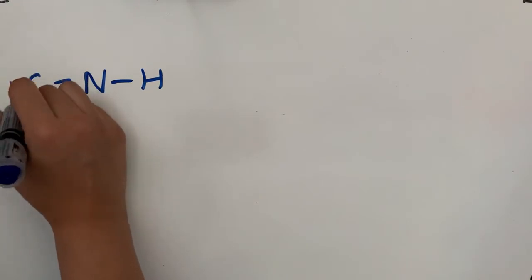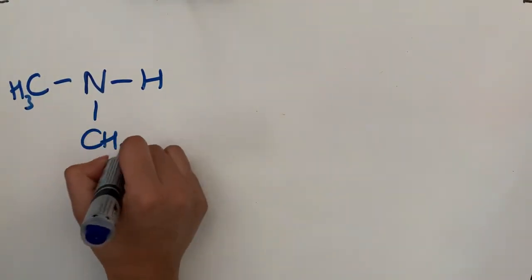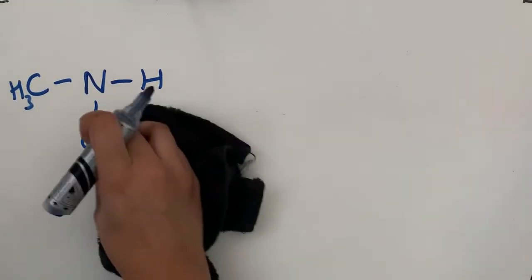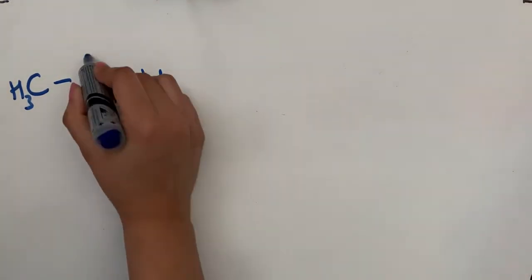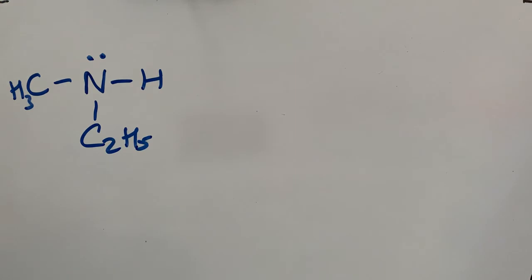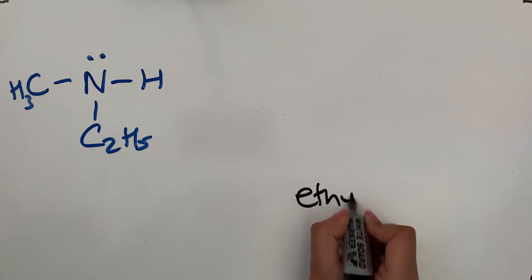So I'm going to have one methyl and one ethyl group, like that. Now you've got to decide which one is going to be part of the parent. You always go with the longest carbon chain. So in this case, the ethyl is the longest out of these two, so the name is going to end in ethylamine.